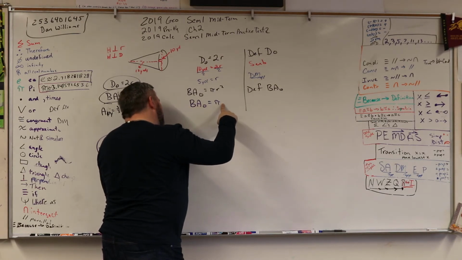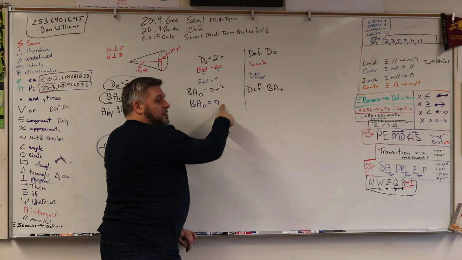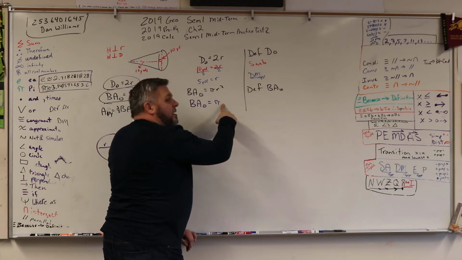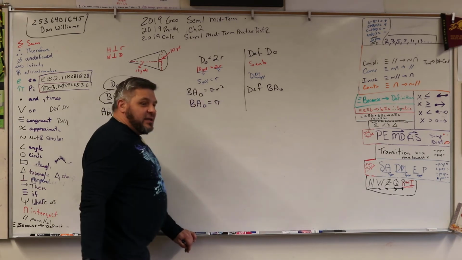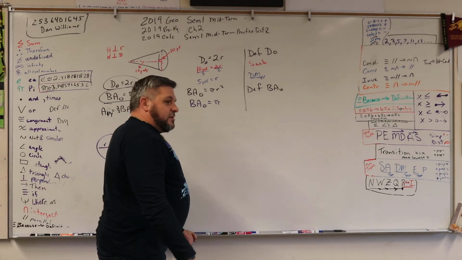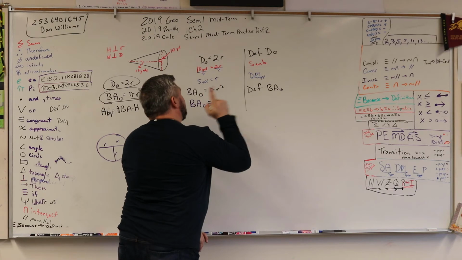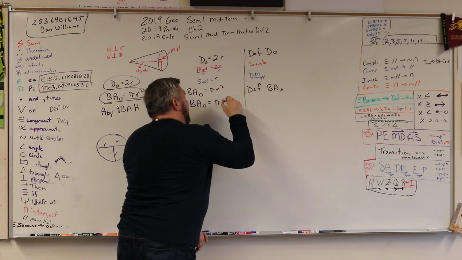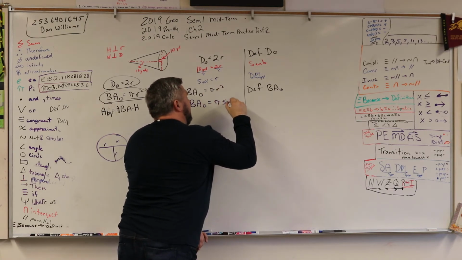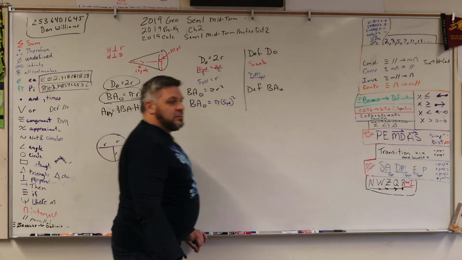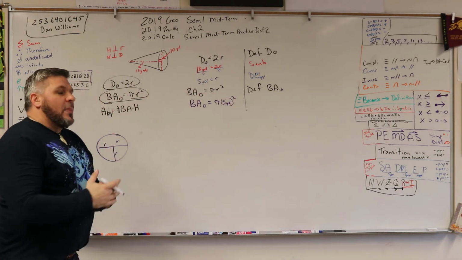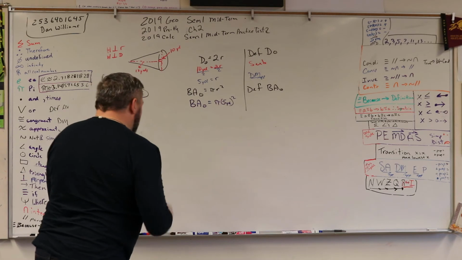What is R? We just said it. 5. Thank you, Sage. All right, 5 yards, squared.